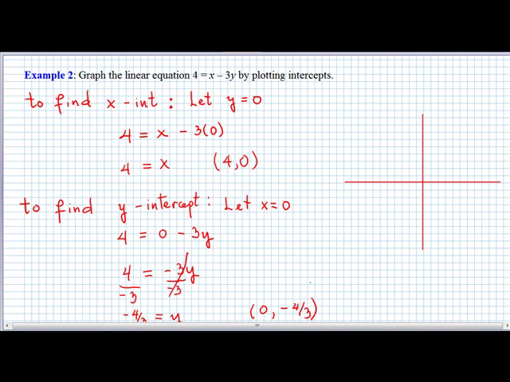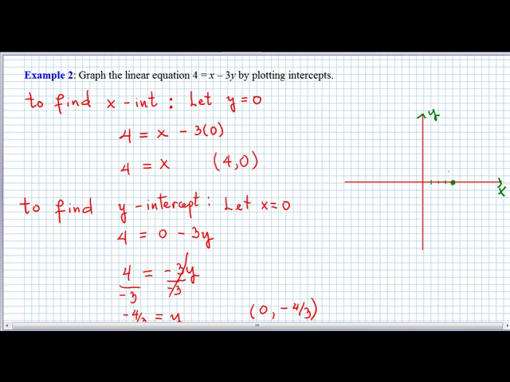So now we're going to graph. I just change the paper into the graph paper so we can graph nicely. So right here is the x-axis and right here is the y. So to graph the x-intercept, when x equals 4, y is 0, so right here is 1, 2, 3, 4. So right here is the x-intercept.